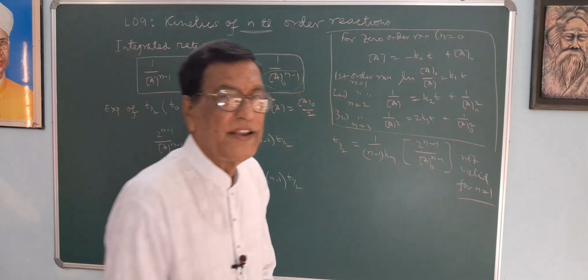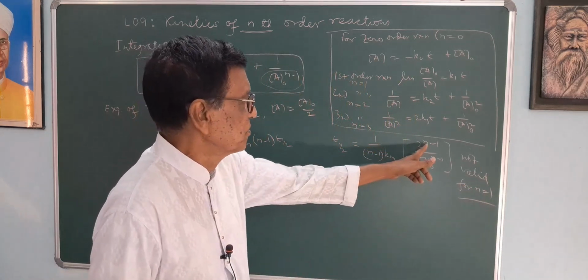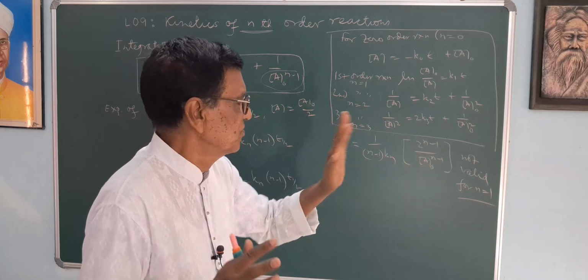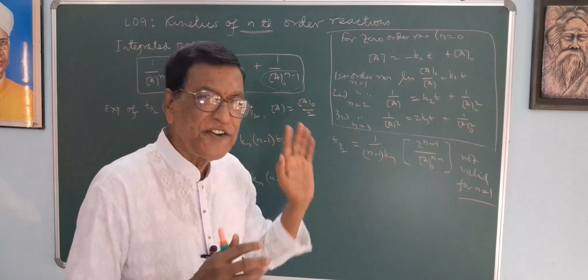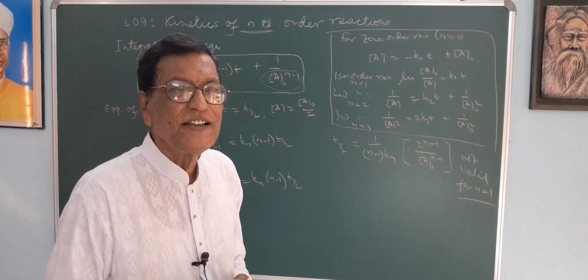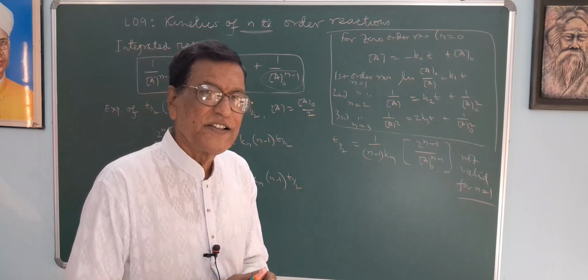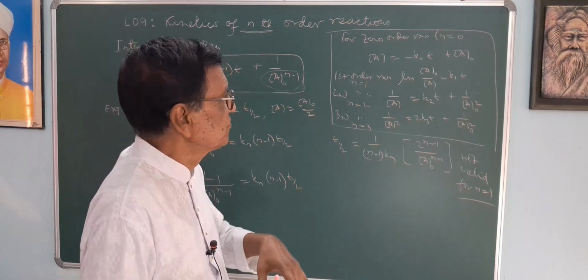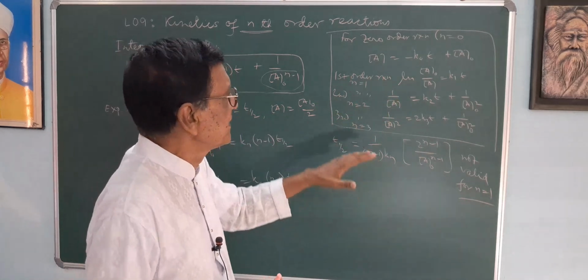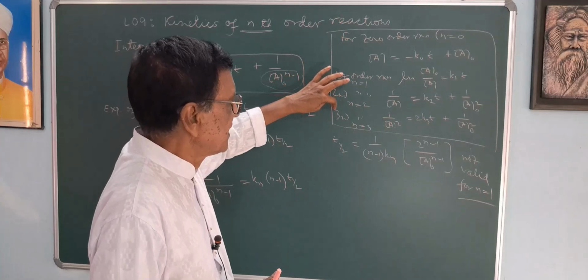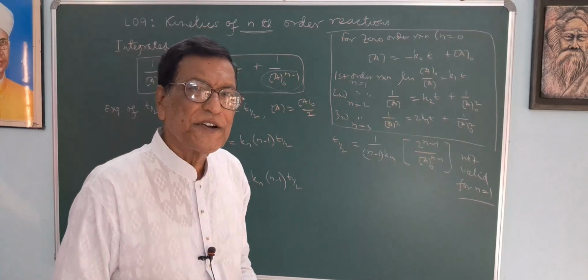Not valid for n equal to 1. For n equal to 1, the term 1 by n minus 1 means 1 by 0, which is infinity. So it is not valid for the first order reaction. For the first order reaction we have to go separately. For the other reactions, 0 order, second order, third order, you can get the half-life period.